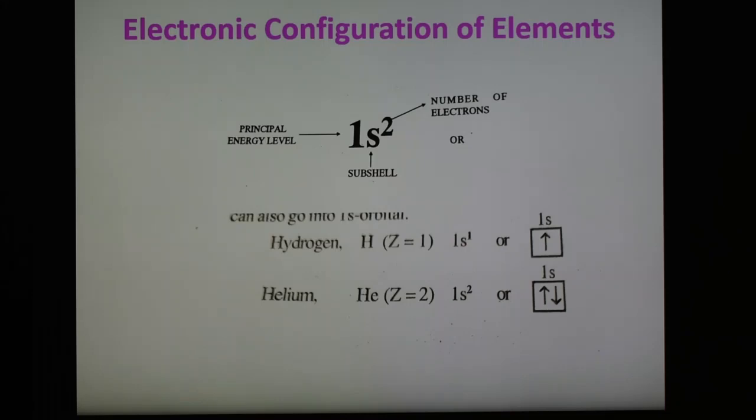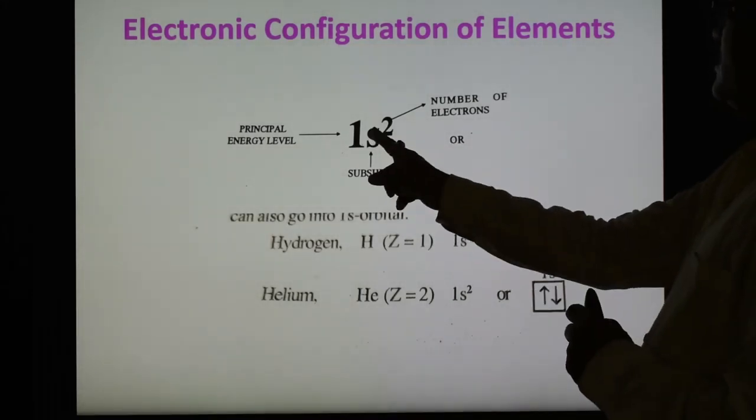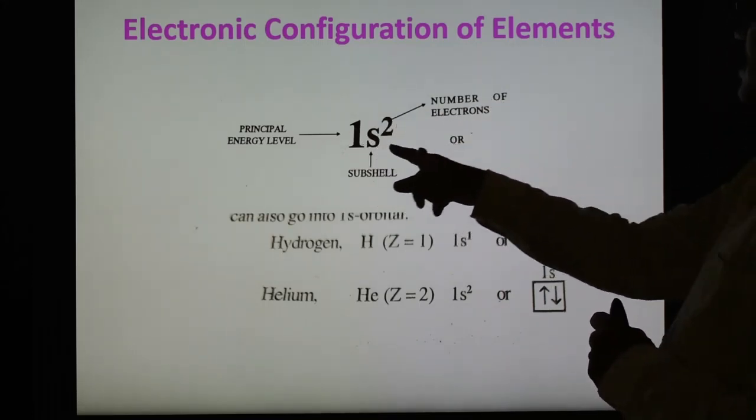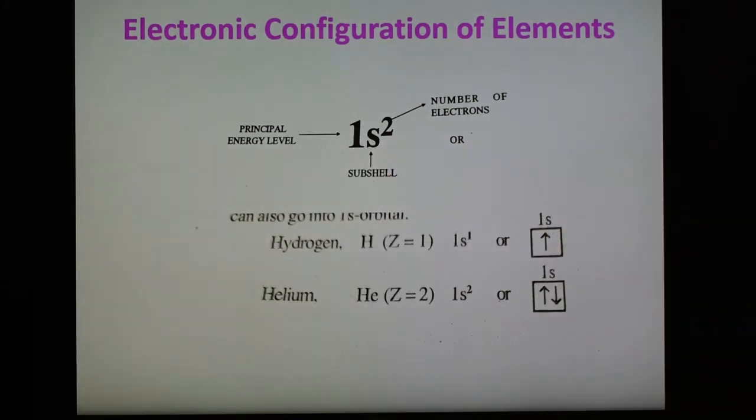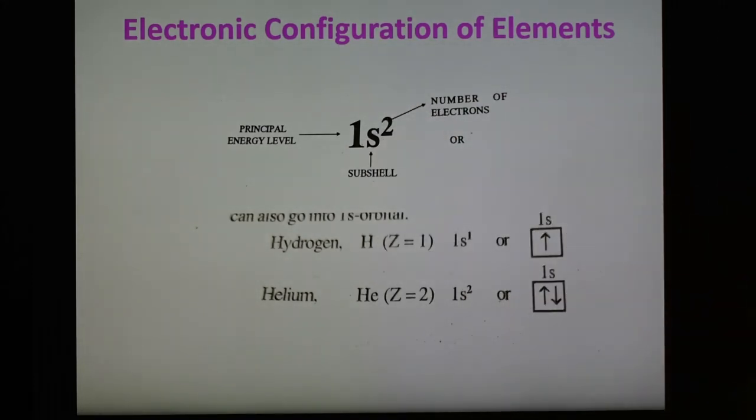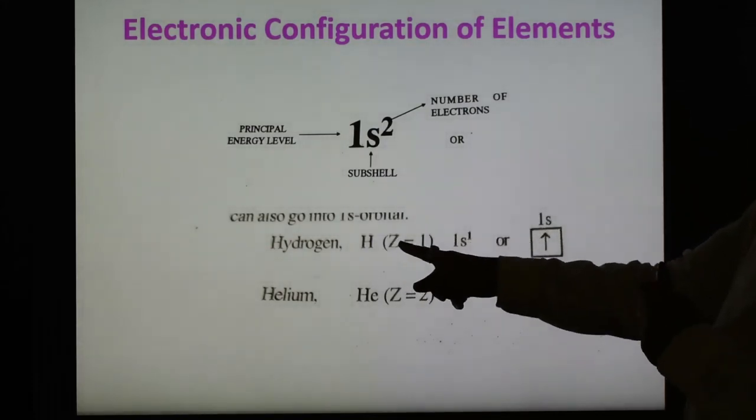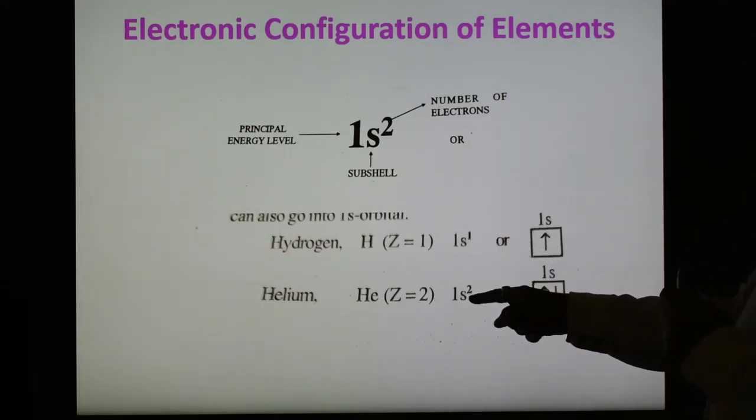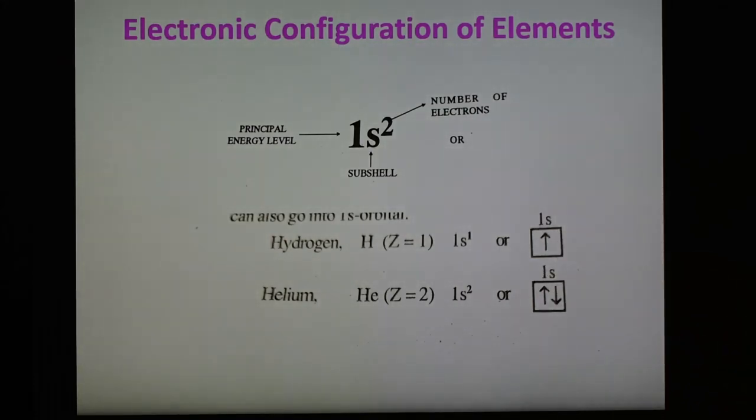Now, how to write electronic configuration? One example is shown here. This is the subshell. This is the number of electrons, and this number indicates the principal energy level. Principal means principal quantum number 1, 2, 3, 4 like that, and it is the principal energy level. So in this way we have to write the configuration. The first row of the periodic table contains 2 elements, hydrogen and helium. The atomic number Z of hydrogen is 1, helium has atomic number 2. So the configurations are 1s1, 1s2.